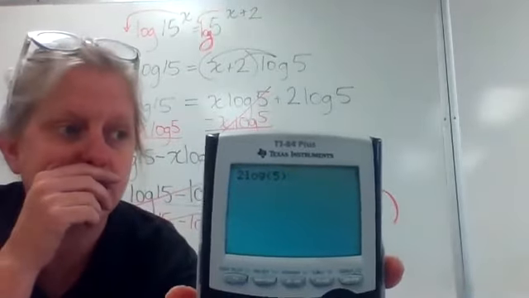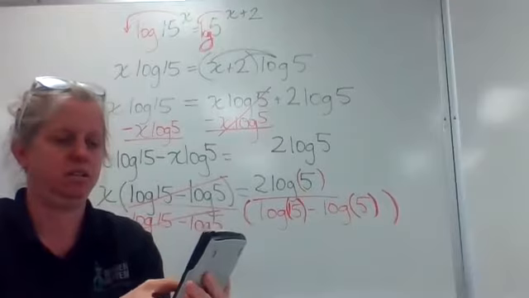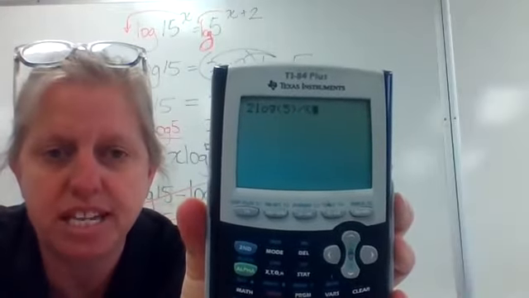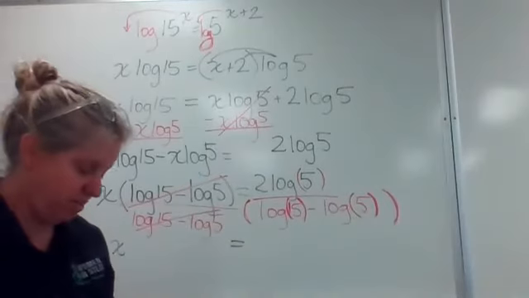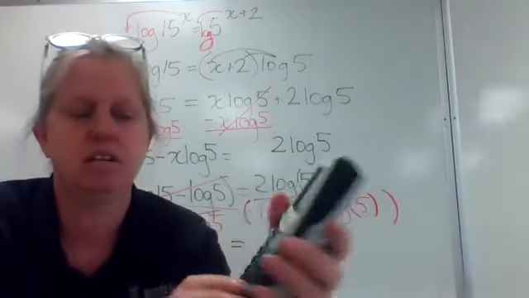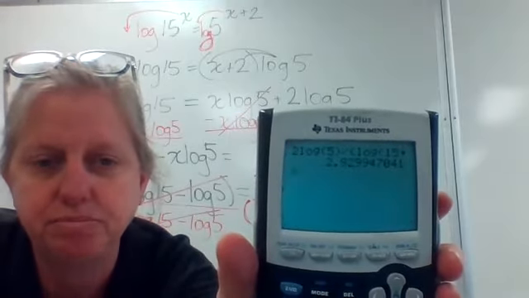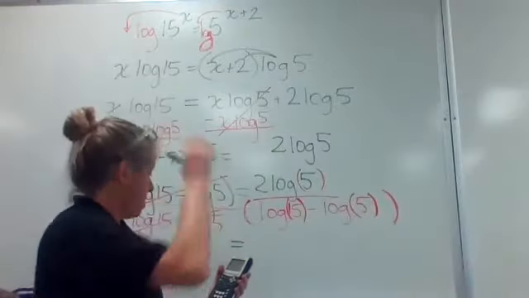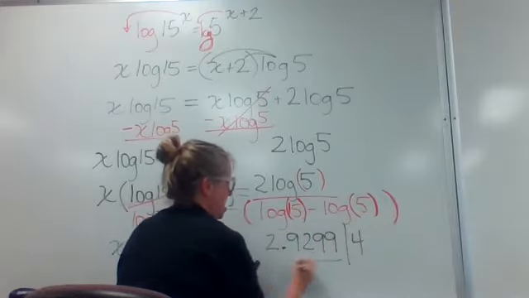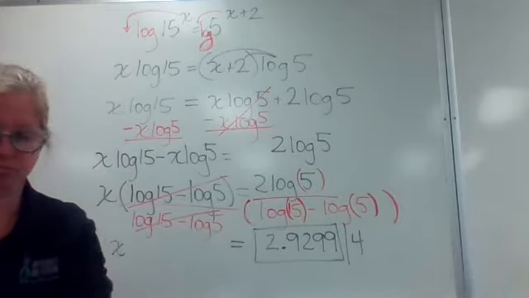So there's your numerator. Then divided by. Now, when you start your denominator, you need an open parenthesis. Log 15 close minus log 5. Close the log and close the denominator. Enter. And then round it to 4. So I'm going to have 2.9299. After the 9 is a 4, so you do not need to round that up.